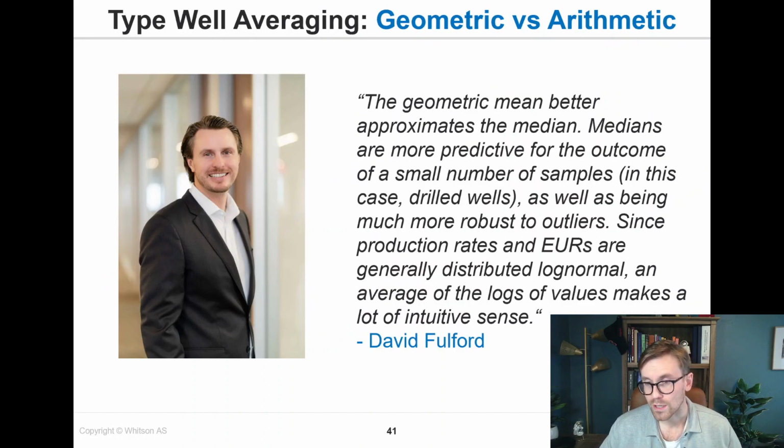Well, David Fulford suggests that you use the geometric mean, and he argues that since production rates and EURs are generally distributed log normal, taking an average of those logs makes a lot of intuitive sense. So we'll go ahead together now and generate a type well using the geometric mean as an averaging method in Whitson Plus.